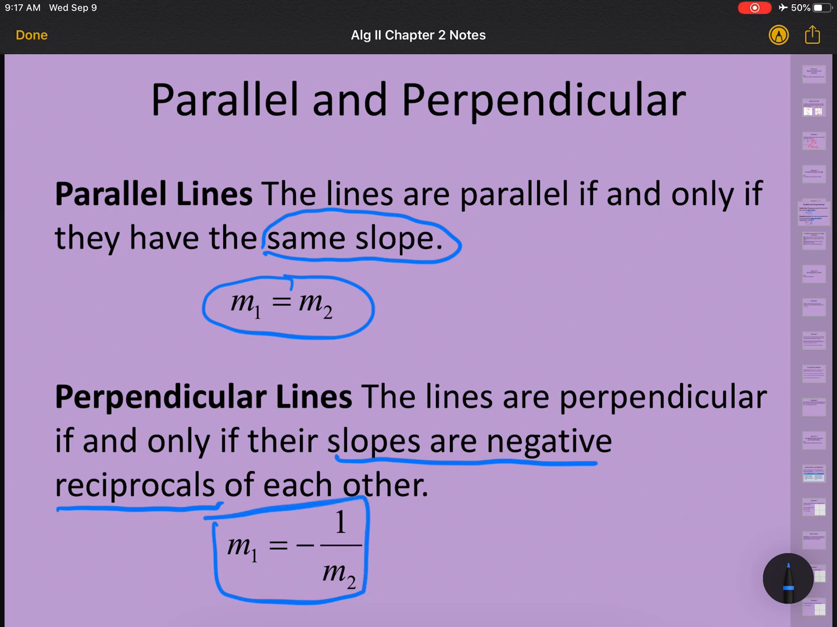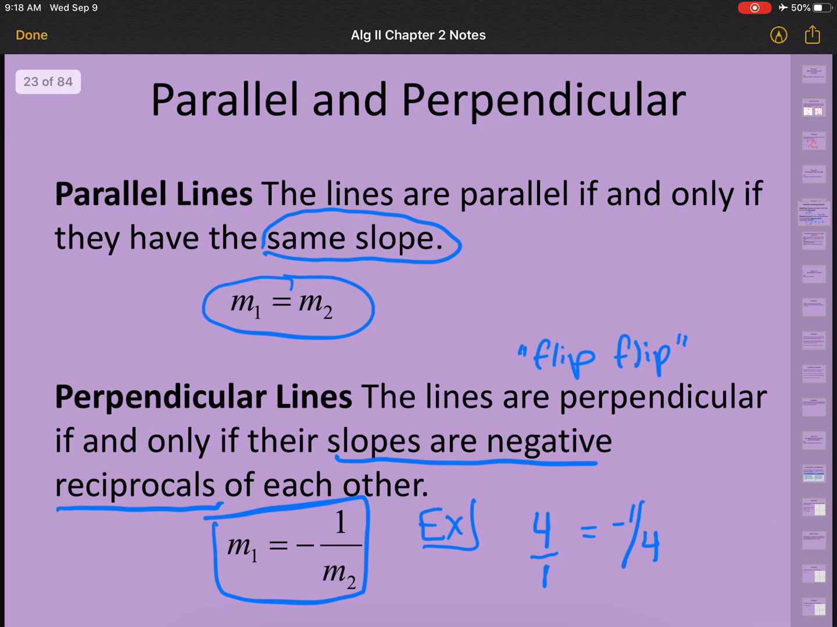Okay, so for example, if my first slope is 4, and I want the negative reciprocal of that, well, 4 is really just 4 over 1, right? So if I flip the fraction, I have 1 over 4, and I got to make it negative. So the negative reciprocal. So if you see perpendicular, you think flip, flip, because you need to flip the sign and flip the fraction.